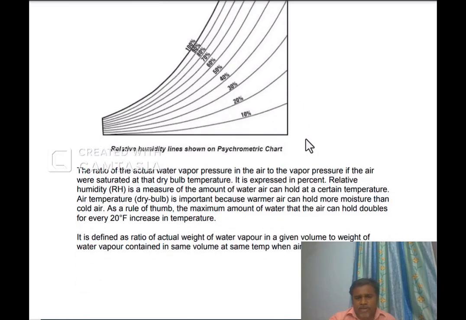You can have the definition also. It is defined as the ratio of actual water vapor in a given volume. If you take how much weight of water vapor is present in a given volume, to the weight of water vapor contained in the same volume at the same temperature when the air is saturated. So try to understand the definition: it is unsaturated to saturated. So this is called relative humidity.